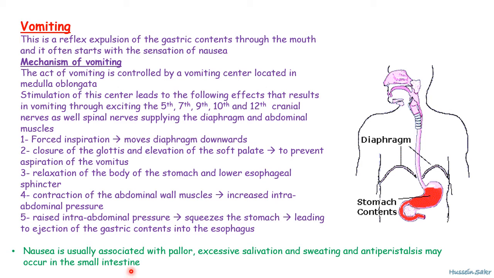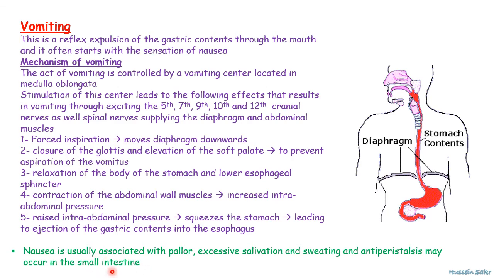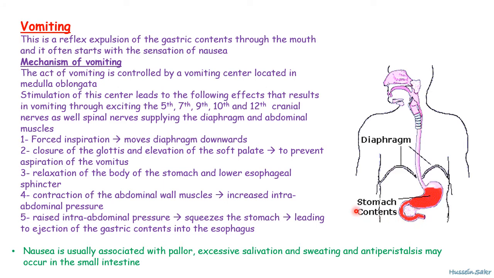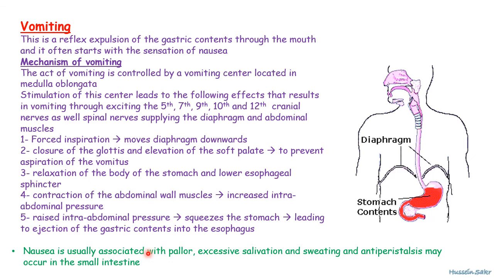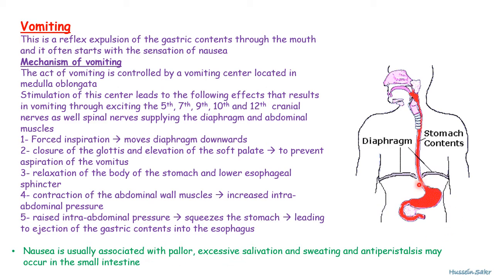Usually, the antiperistalsis coming from the small intestine leads to vomiting. The vomitus color is usually green. This means that it contains bile, which means that it's coming from the small intestine. Again, if the vomitus is green in color, it contains bile, and this means the presence of antiperistalsis coming from the small intestine to the stomach to initiate the vomiting.